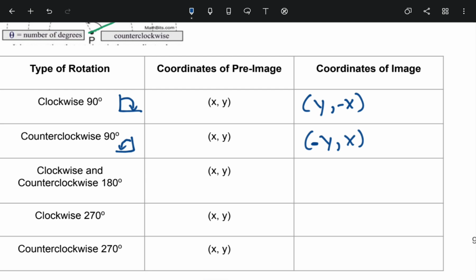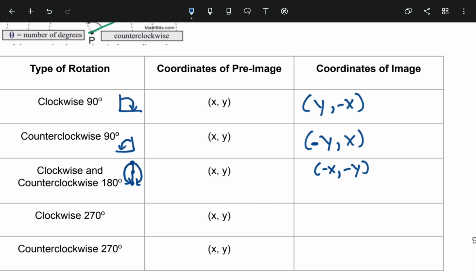Now for counterclockwise, it doesn't matter which direction you go in, or no matter which direction you go in, the image will be the same. So you're going to keep X and Y in their same position, but change the sign. So positive X, positive Y will become negative X, negative Y.